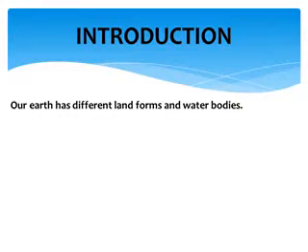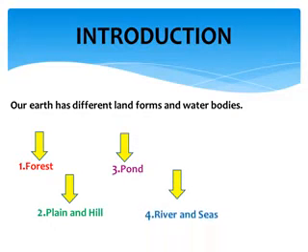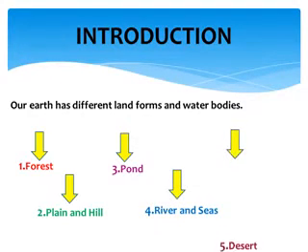Our Earth has different landforms and water bodies. So where will we find all these landforms? In forest, plain and hills, and in pond, river and seas, and the desert. So our Earth has different landforms like forest, plain and hills, and desert, and water bodies like pond, river, and seas.